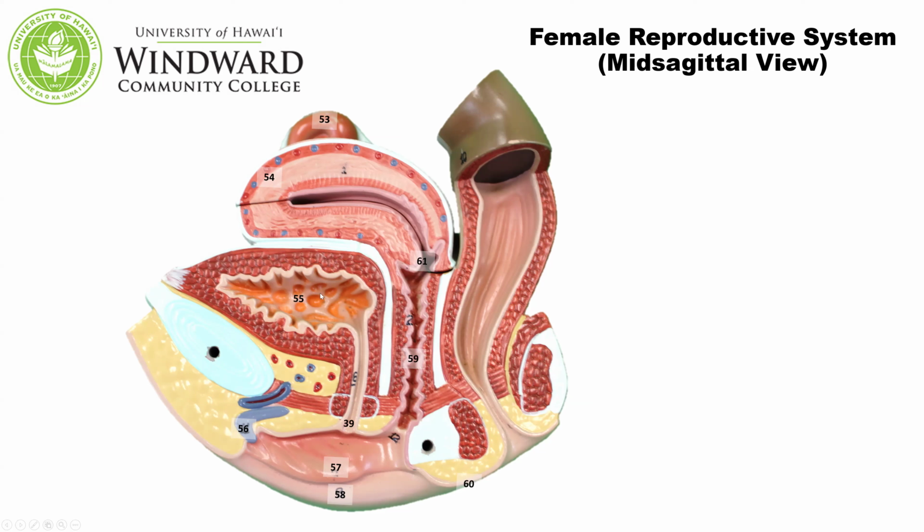55, what was that structure? Urinary bladder. 39 is the urethra. 57 is what? Labia minora. 58, labia majora. 56 is the what? Clitoris. Okay, and 60 is what? Perineum. Yeah, perineum again. And 59 is just the vaginal canal.